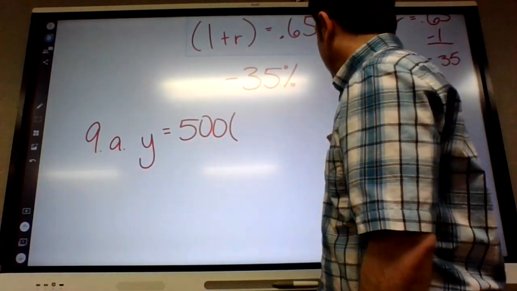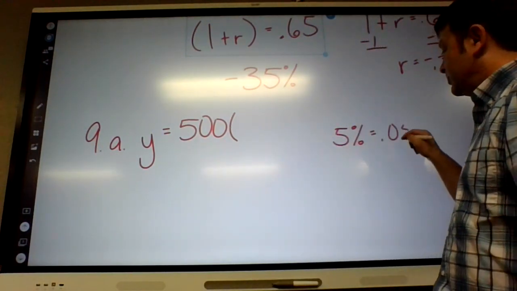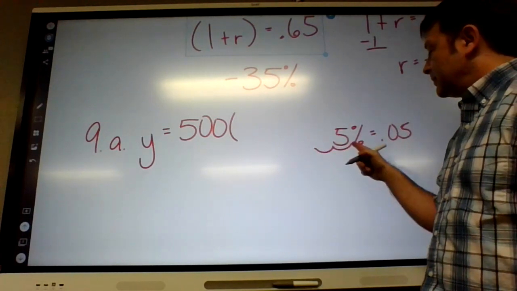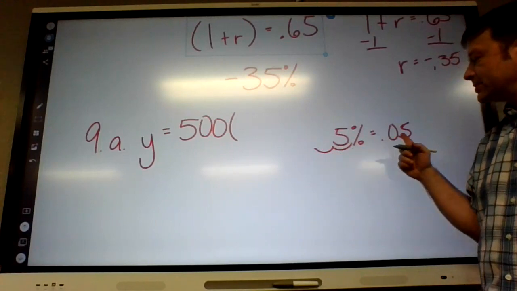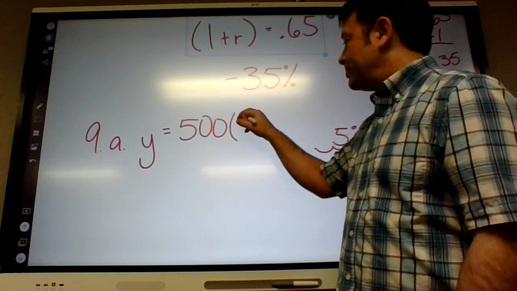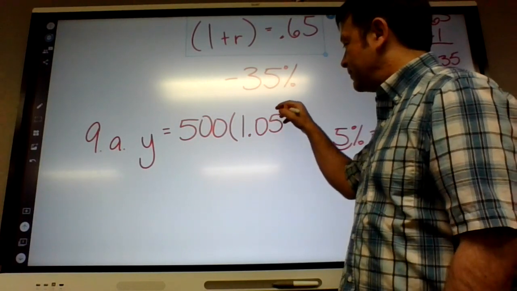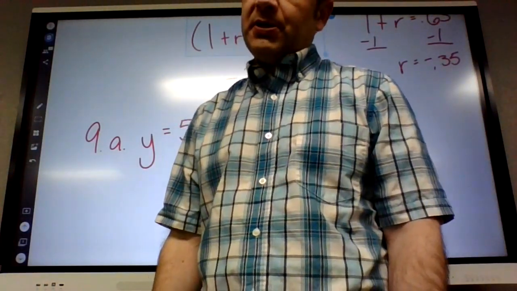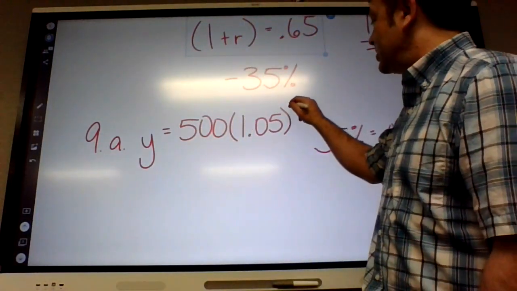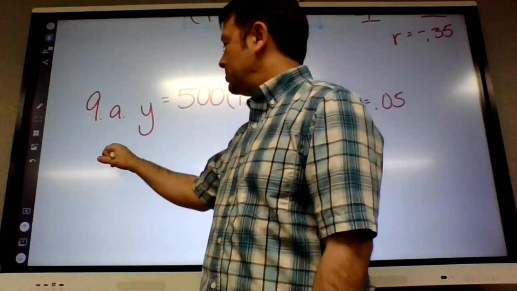So what is 5% as a decimal? 0.05. You have to move the decimal twice. The invisible decimal is at the end of the number, so you move it twice. So instead of putting 1 plus 0.05, let's just put 1.05. And then, does it say how many years? No. So you just put a T right there, because we don't know how many years yet.